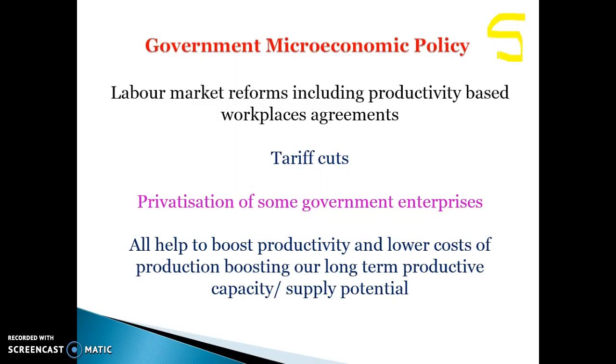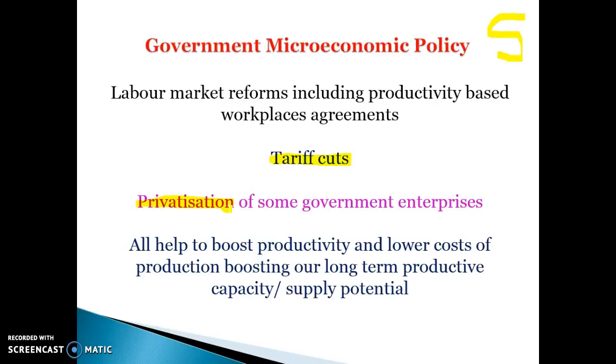Another type of microeconomic reform is tariff cuts, again trying to make us more competitive, with more competition from imports, which can lead to increased productivity. Other types of microeconomic reform include privatising a lot of industries, so there's more competition, so things like Telstra, Qantas, the banks, all of that to make them more competitive and boost our productivity, reduce production costs and boost aggregate supply.